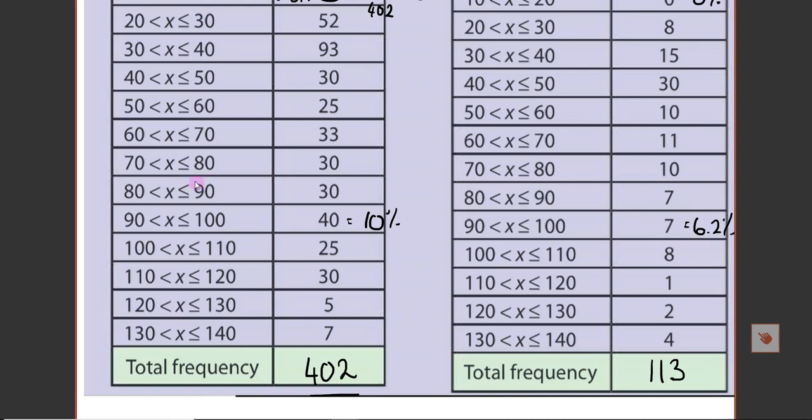All right. So what about the 70 to 80? What is that as a percentage? 7.5%. What about 70 to 80 here? 8.8. Is that a significant difference? No. 1.3% difference, isn't it? So maybe you would say that's not worth worrying about, but maybe you would say that 3.8% is worth worrying about.